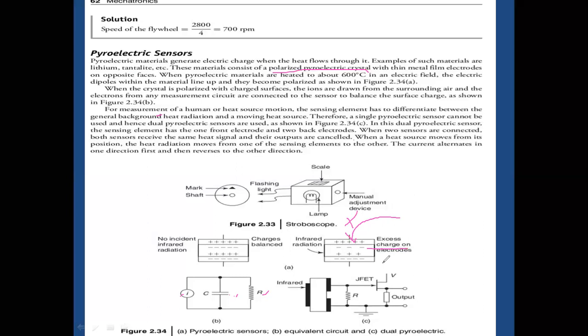In order to get balanced when heated, it may lead to an imbalance of charges. So in order to balance the charges, polarization has happened. Polarization is nothing but the balancing of the charges.